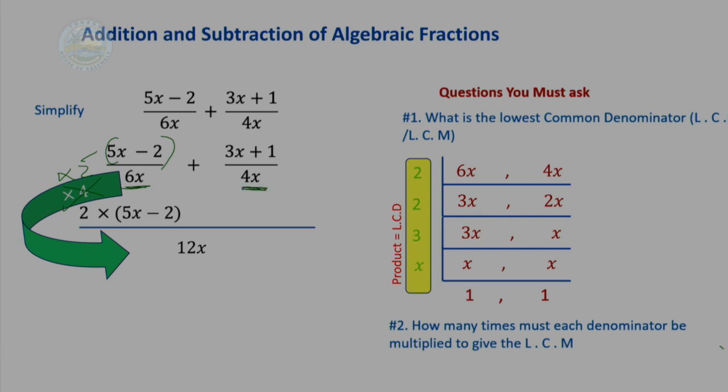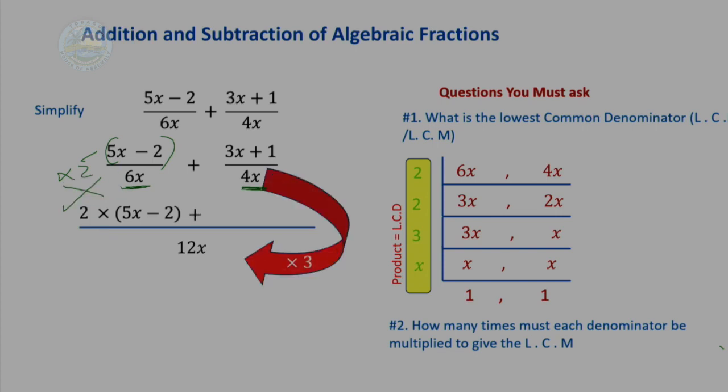4x multiplied by what is going to give us 12x? 4x multiplied by, let's see, it's going to be 4x multiplied by 3. This one is correct. 4x multiplied by 3 is 12x. So we take that 3 and we multiply that 3 by the entire numerator. Now we need to do some simplification here.